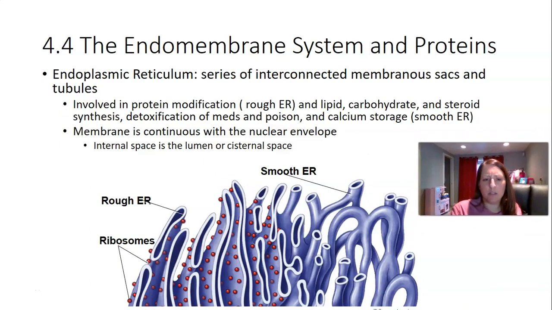Let me actually talk a little bit more about the rough ER. I think that there's a slide in a few minutes that shows this in a little bit more detail, but just so that you know. What types of protein modifications? Well, maybe a protein gets cleaved or cut, or maybe it gets folded in a certain way or unfolded and then refolded. So proteins can become modified in there.